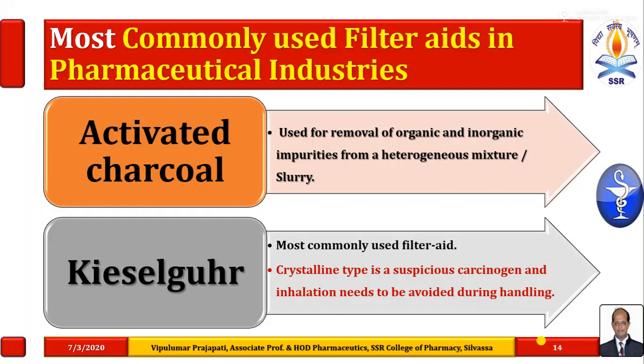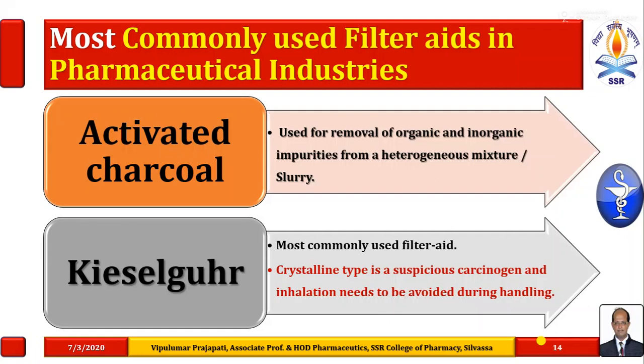What are the most commonly used filter aids in the pharmaceutical industries? The first one is activated charcoal. This activated charcoal is used for removal of organic and inorganic impurities from a heterogeneous mixture or slurry. It is widely used for various purposes in the development of desired active pharmaceutical ingredients in the synthetic pathway, and development of various types of desired colorless raw materials. So activated charcoal is widely used as a filter aid.